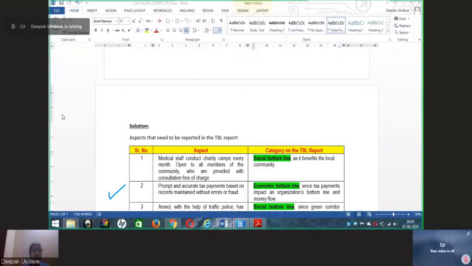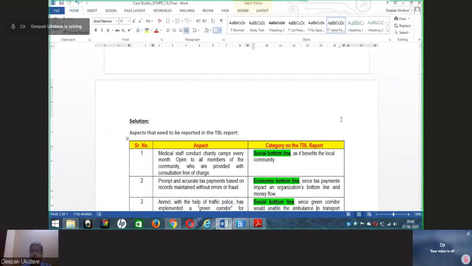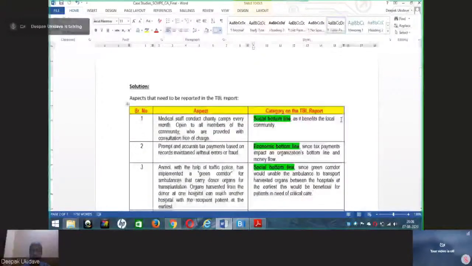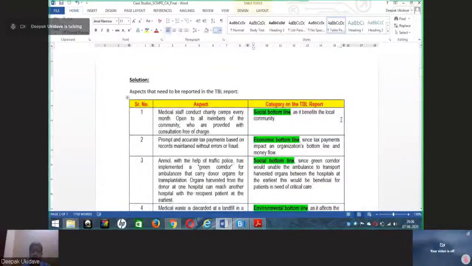Look at the third aspect. Each one of this you have highlighted in your query. Anmol, with the help of traffic police, has implemented a green corridor for ambulance that carries the donor's organs for transplantation. Right? Organs are harvested from the donor at one hospital, can reach another hospital with the recipient patient at the earliest. I mentioned to you, if the organs reach at the right time and are implanted at the right time, you can save the patient from the fatal cause and you can certainly complete this surgery, complete this particular operation very successfully. So for this reason, green corridor has been provided.